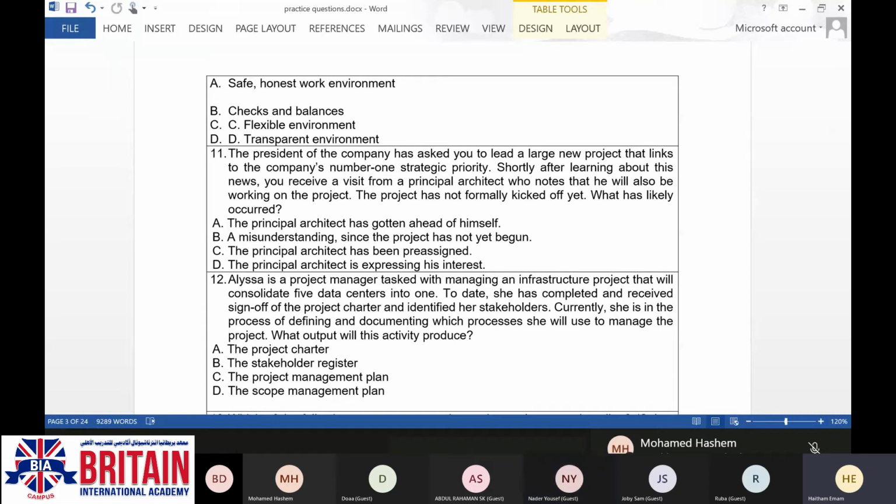That is called what? Pre-assignment. Pre-assigned, he's not assigned. Yes. Now I got it.